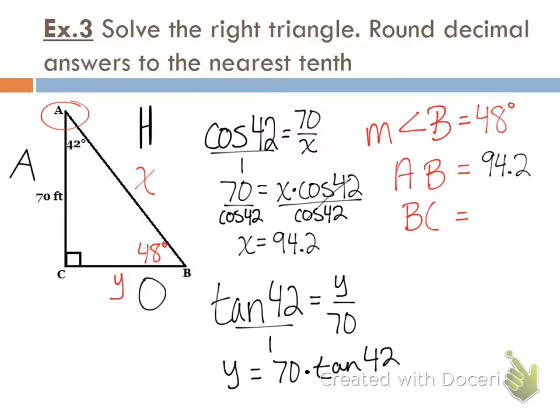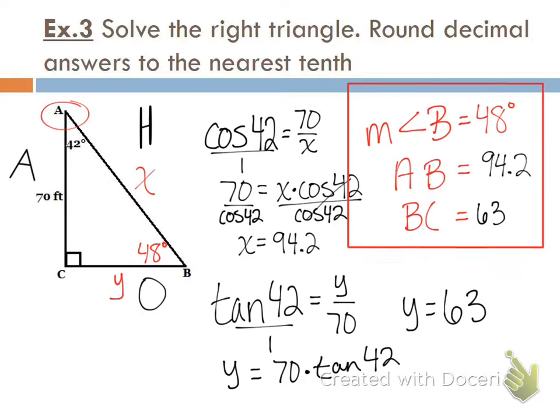What do we get rounded to the nearest tenth for y? 63.0. We all agree with that? Okay, it seems reasonable because it is less than our hypotenuse. It's also reasonable because it's smaller than the 70. Remember, the side across from the smaller angle should be smaller than the side across from the larger angle. So then we have finished solving this right triangle.